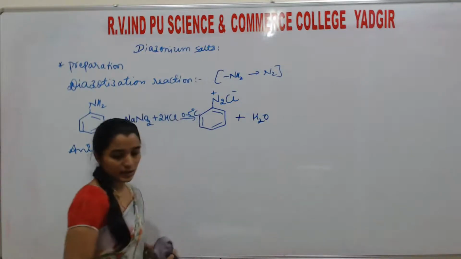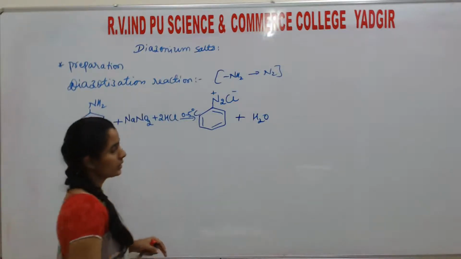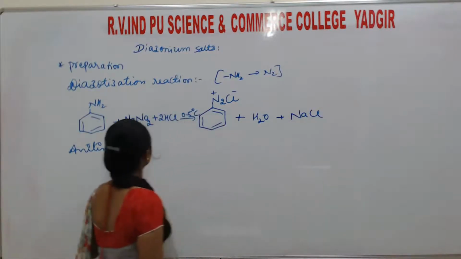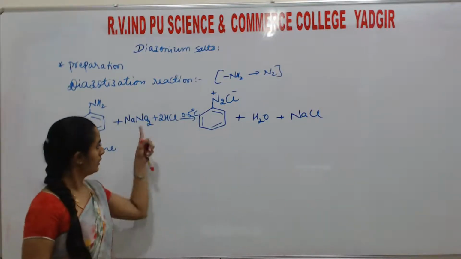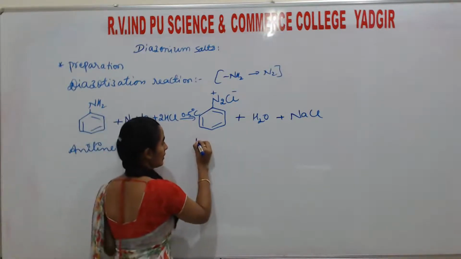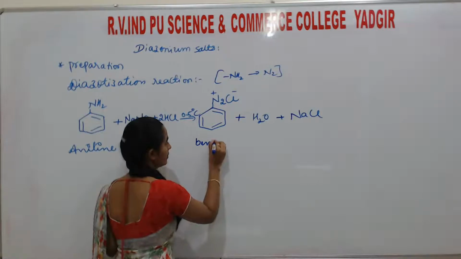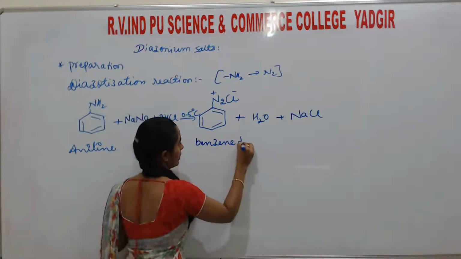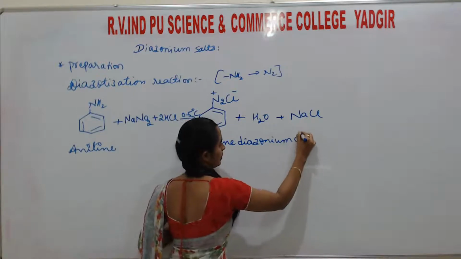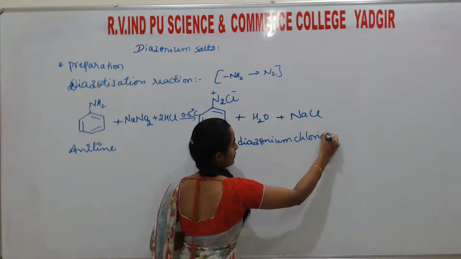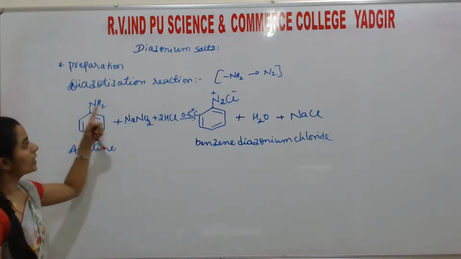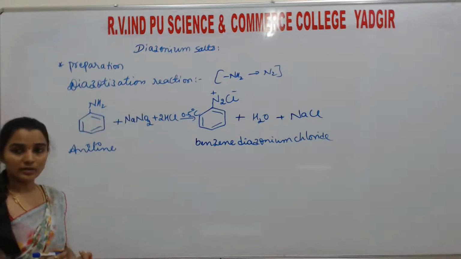This much is enough. That is what? Benzene diazonium chloride, plus NaCl and H2O. Understand? So this one is what? Benzene diazonium chloride. Understand, students? So this is called the diazotization reaction.